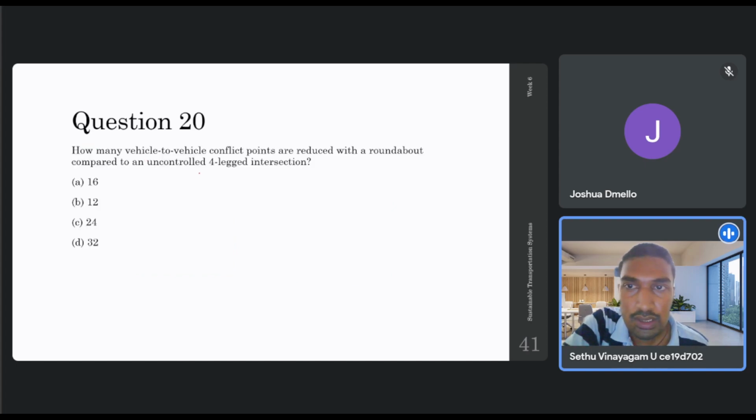Okay, so what's the question? We are comparing a roundabout with a four-legged intersection which is uncontrolled, which means there is no signal or anything. In each of these there will be a certain number of conflicts, because different directions of movement are allowed, so there will be conflicts between these different directions of travel. We want to see what is the difference in the number of conflict points between the uncontrolled intersection and the roundabout.